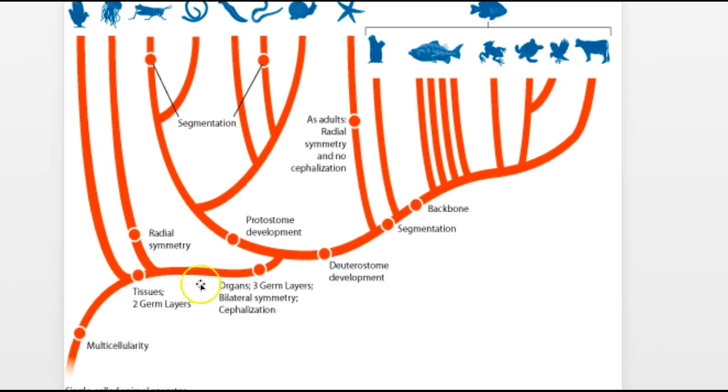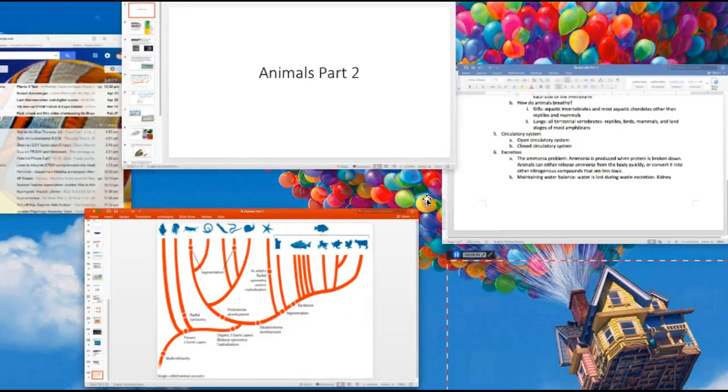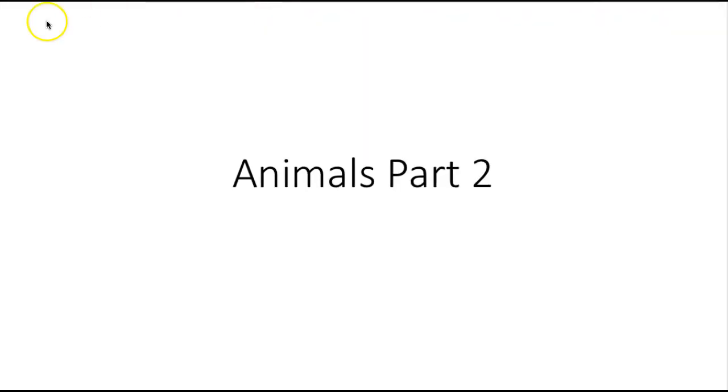And then here are other different developments. Segmentation happens at two different places over here. A backbone happened right here. Segmentation also happened here. So you can just take a look at it, and I will not ask you when a backbone showed up, but you might see this cladogram again. And now we can move on to Animals Part 2.